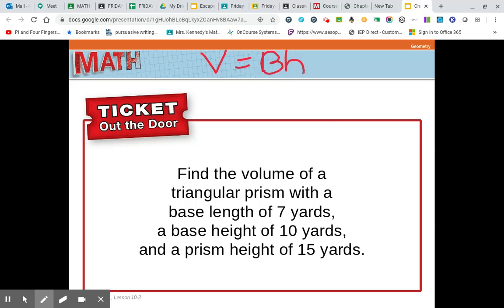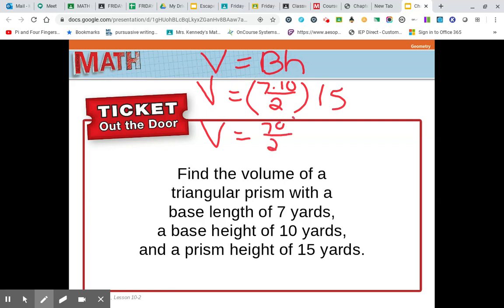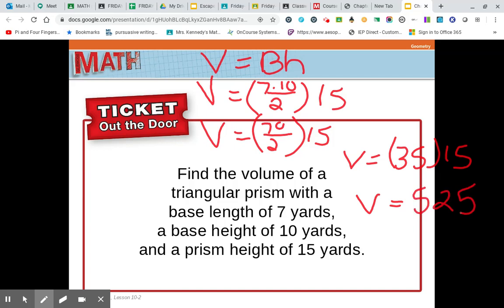All right, now we're going to do it. Volume equals 7 times 10 divided by 2 times 15. Pretty much just substitute and solve. This is 70 divided by 2 times 15. And then that breaks down, I'm going to move it over here, to 35 times 15. That's really it. And who wants to do that in their heads? Not me, my friends, not me. So 525 cubic yards. All right, there's your exit out the door answer.